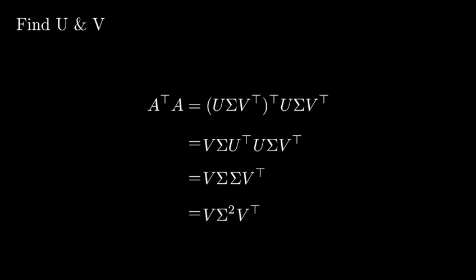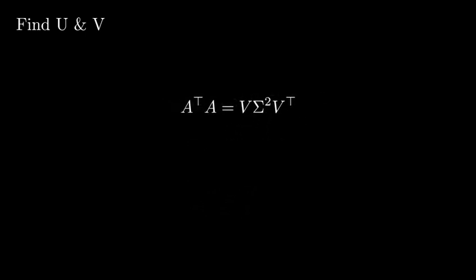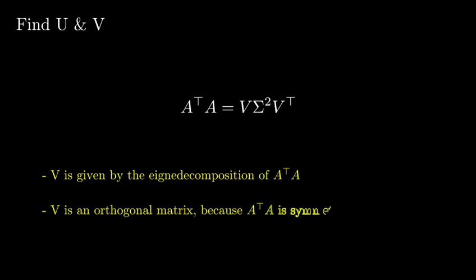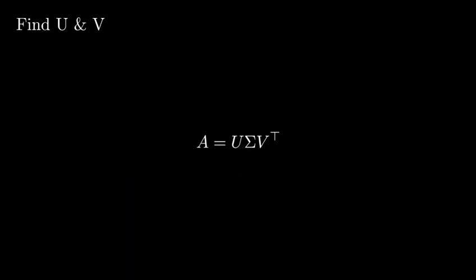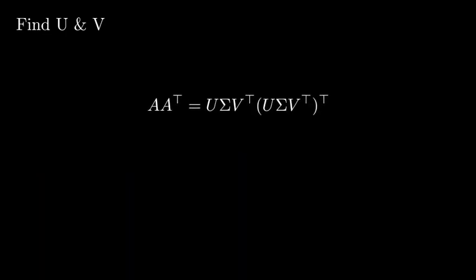Now we start to notice something interesting. It looks like V is given by the eigendecomposition of A transpose A. And our condition that V be orthogonal is satisfied because A transpose A is symmetric, and the eigenvectors of a symmetric matrix are orthogonal. Similarly, we can find U by right multiplying our expression by A transpose.